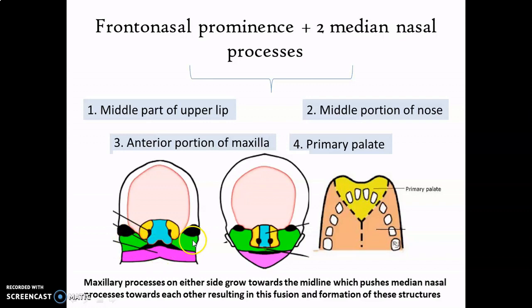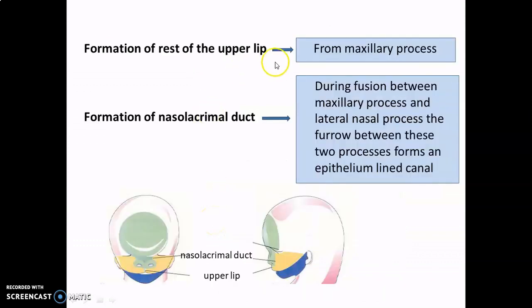The maxillary processes on either side move towards the midline, which pushes the median nasal processes towards the midline, causing their fusion. And the rest of the upper lip is formed from the maxillary process, and the maxillary process also fuses with the lateral nasal process. But during this fusion, the furrow in between forms an epithelium-lined canal, which is nothing but the nasolacrimal duct.